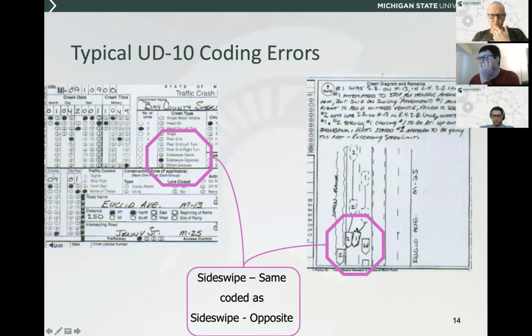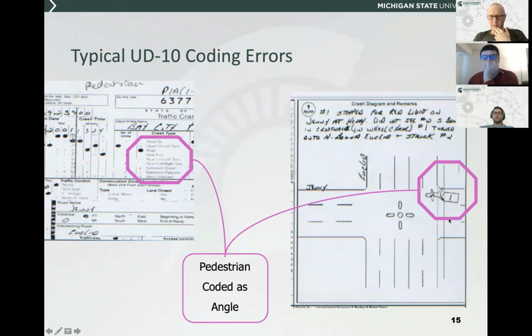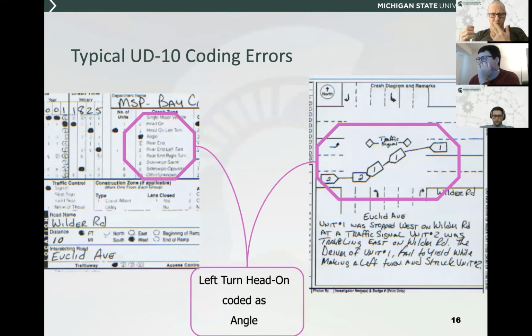So here's just a case where it seems pretty obvious this is a side swipe same, but it looks like this was just a coding mistake by the officers that was coded as side swipe opposite for some reason. Pedestrian crash here coded as an angle. So there's actually separate crash fields for pedestrian or bicycle involved crashes. And so you run into those types of things occasionally. That's less of a concern now, though, like I said, with some of the automated data systems.